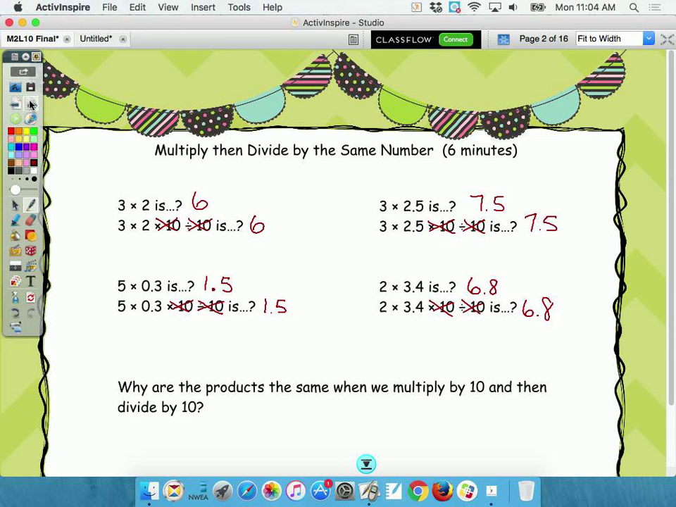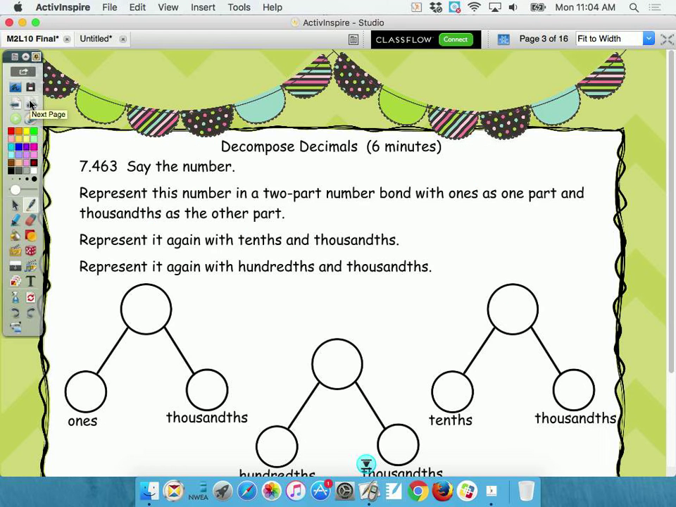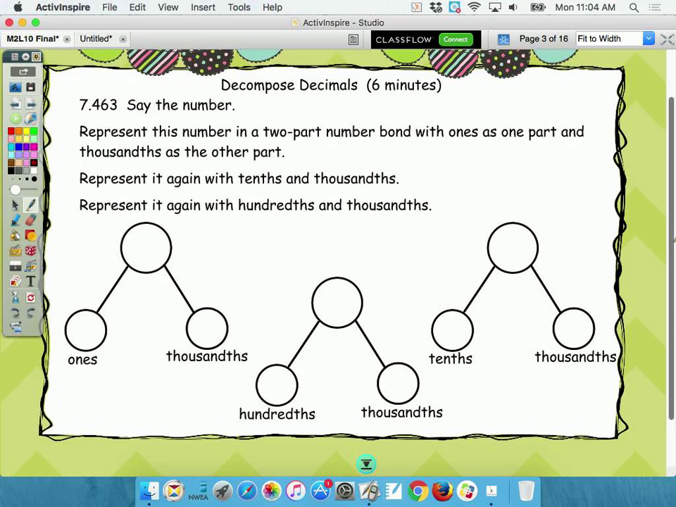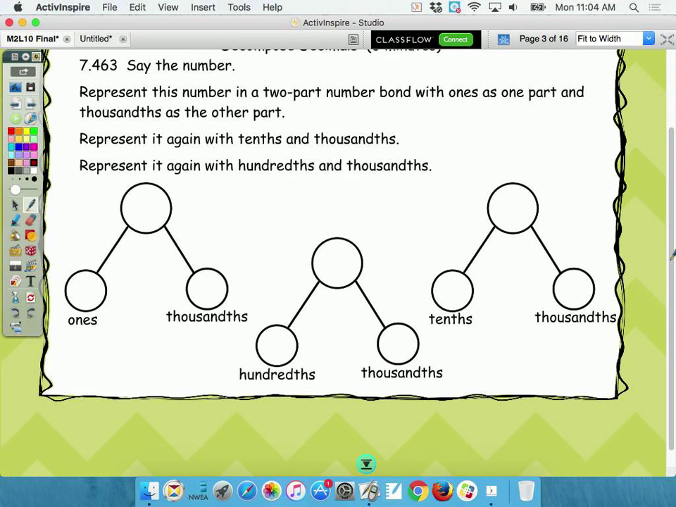Okay, let's take a look at this review of decimals. All this is decomposing decimals. So here's what I want you to do. Write 7 and 463 thousandths in the top of each number bond. And we'll kind of talk through this one together. Okay, so do you have that in there? Because I don't want you to have to waste time doing that. Okay. So now take out the ones.